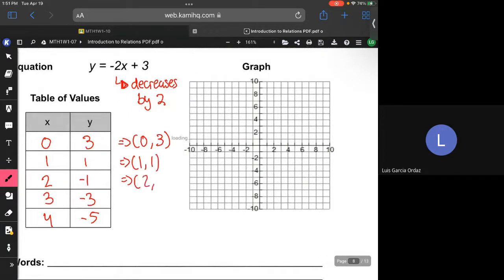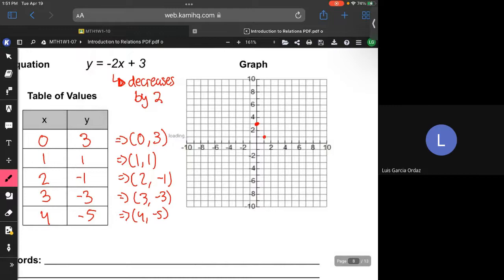So now I'm going to plot these points together, and then I'm going to come up with some pretty cool word problems. Okay, so 0 and 3 is going to be over here because that's where it hits my y-axis. Then 1 and 1, 2 and negative 1, 3 and negative 3, and then 4 and negative 5. So that would be my linear relation. Is this a negative correlation or a positive correlation? Negative, because from left to right, it's going down.